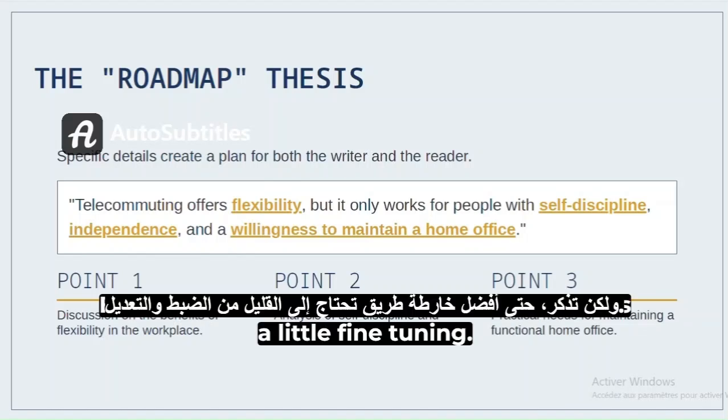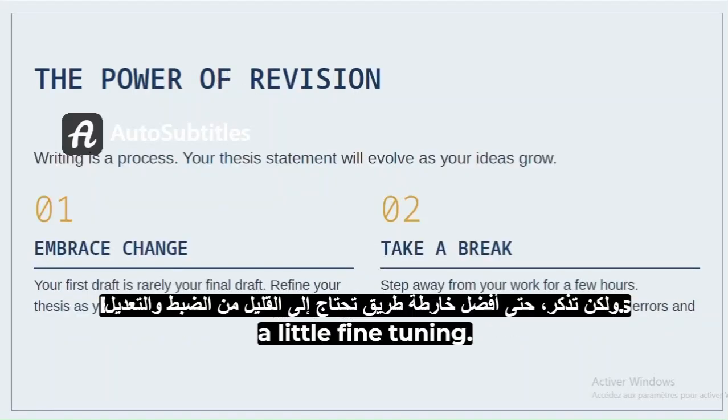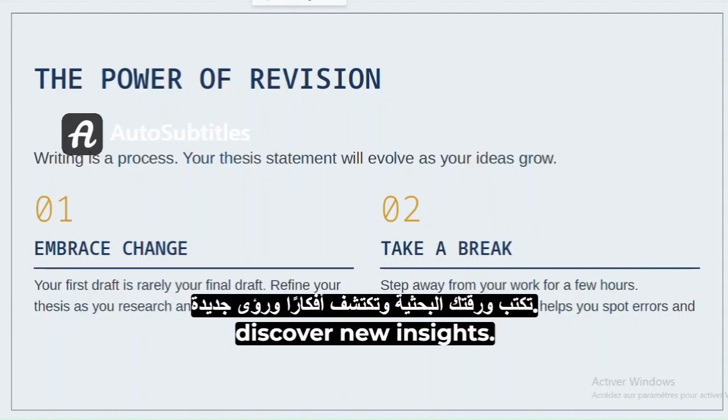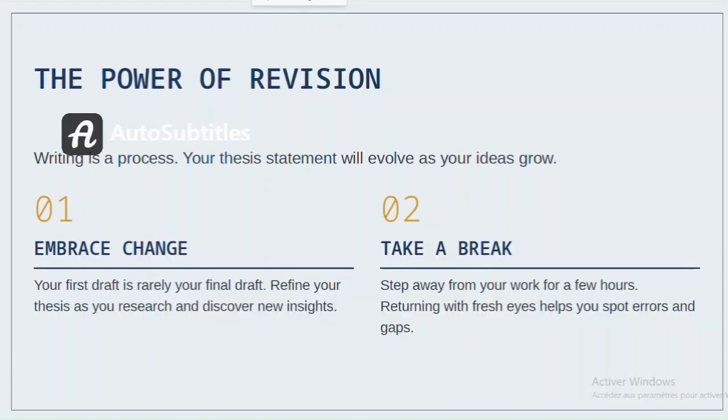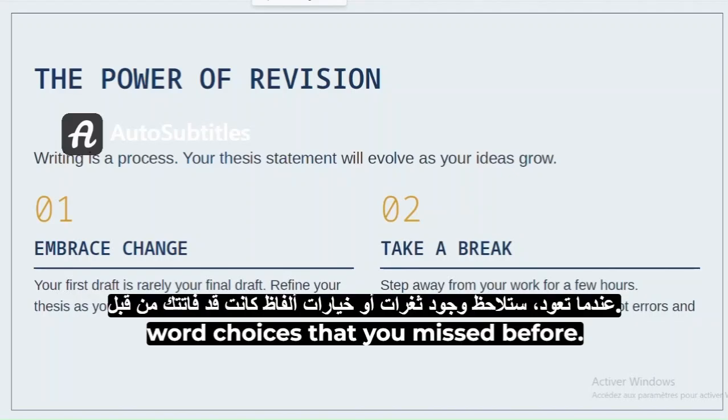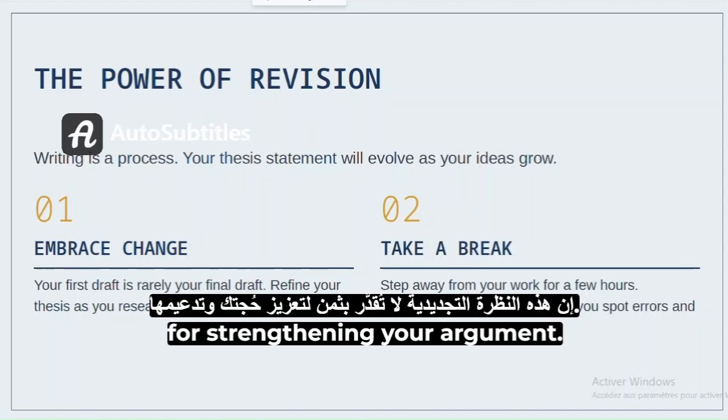But remember, even the best roadmap needs a little fine-tuning. Writing is a process, not a single event. Your thesis will likely change as you write your paper and discover new insights. Don't be afraid to refine it. My personal tip: once you finish your first draft, walk away for a few hours. When you come back, you'll see gaps or word choices that you missed before. This fresh perspective is invaluable for strengthening your argument.